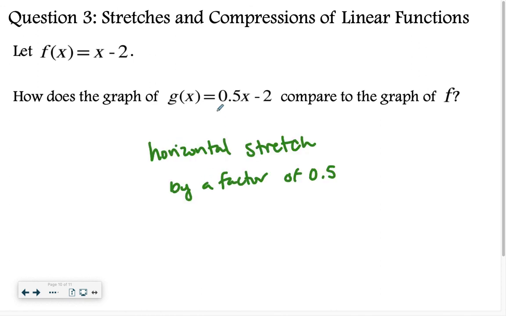Okay, hopefully you noticed that our 0.5 was just with the x this time. So that means that it's going to be a horizontal transformation. And since it's between 0 and 1, it's a horizontal stretch. And in this case, by a factor of 0.5. Sometimes the book will ask you, what is the factor that it changes by? And that's just the number that is being multiplied in. So in this case, it's 0.5. On the last problem, it was 0.25, okay?